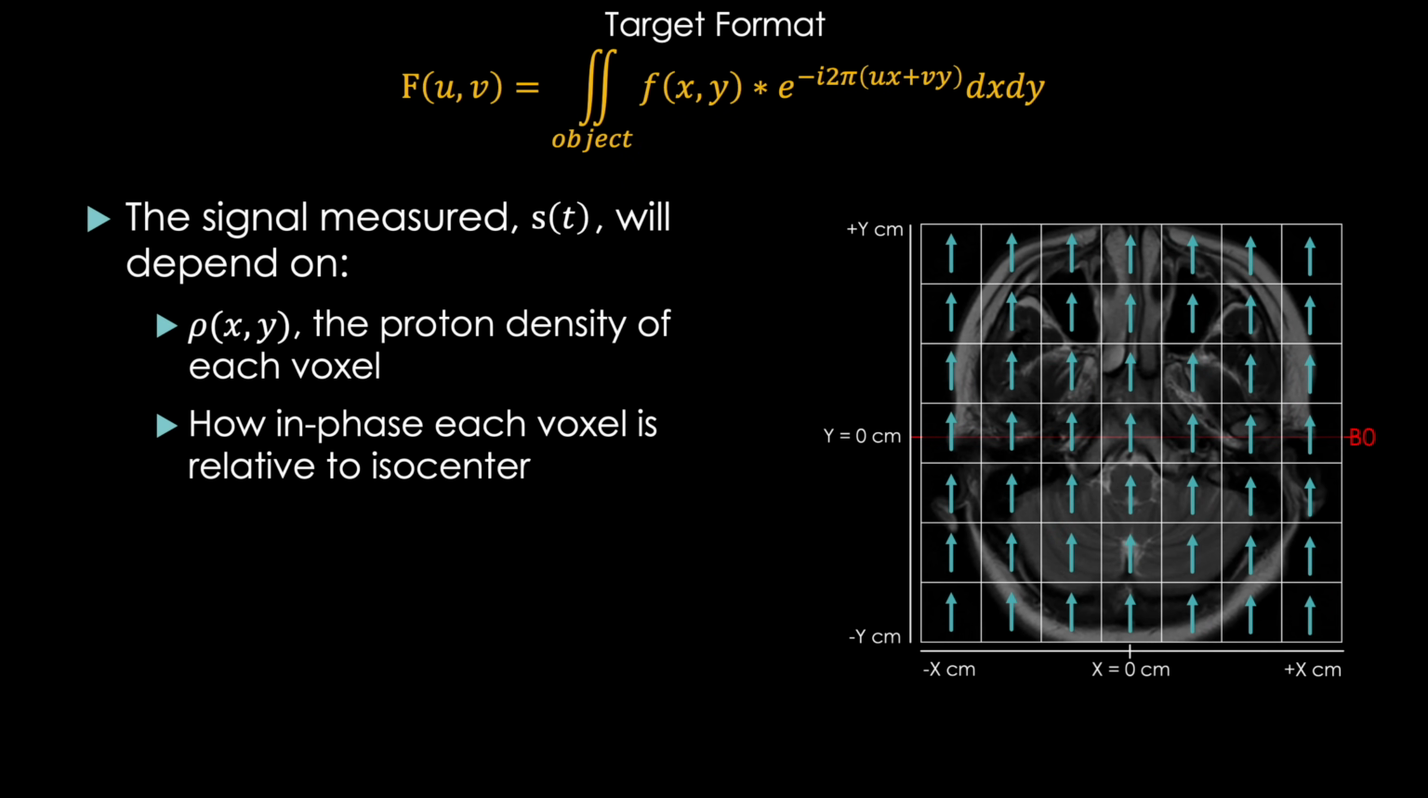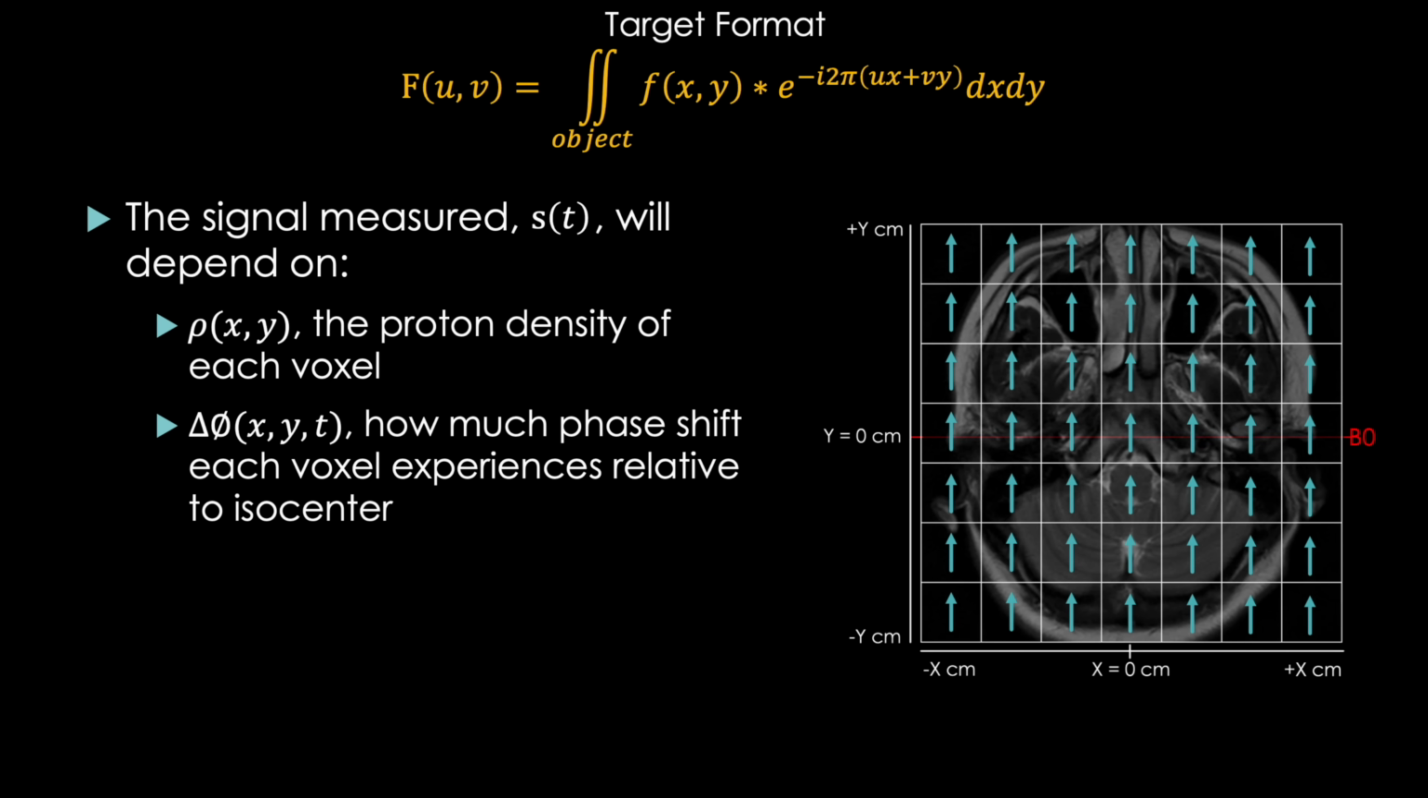So back to our equation, I hope you can now see that our signal will depend on the proton density within each voxel. This determines the maximum amount of signal we can theoretically generate, as well as how in phase our rotating magnets are relative to one another, which determines how much of that maximum signal we actually see. Let's rewrite this second point in more mathematical terms.